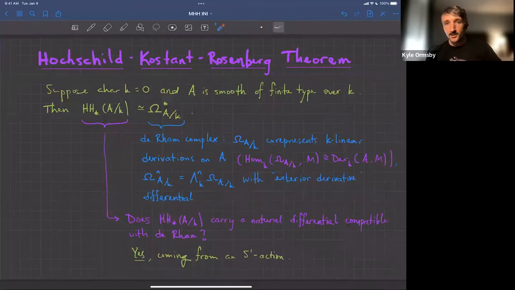It leads to a natural question: if this construction recovers the de Rham complex, is there a natural differential on the Hochschild homology that's compatible with the one on the de Rham complex? And here, the circle action comes in and allows us to see that. So I'll sketch that construction briefly.